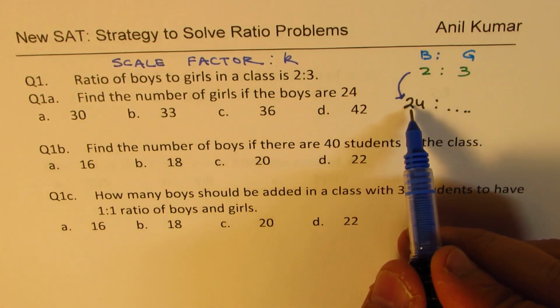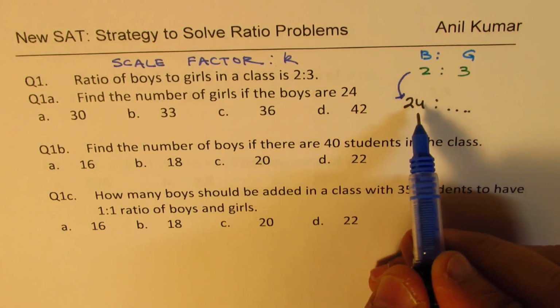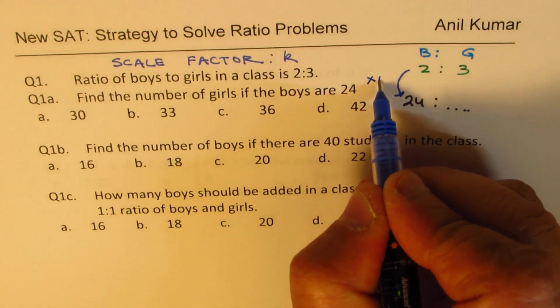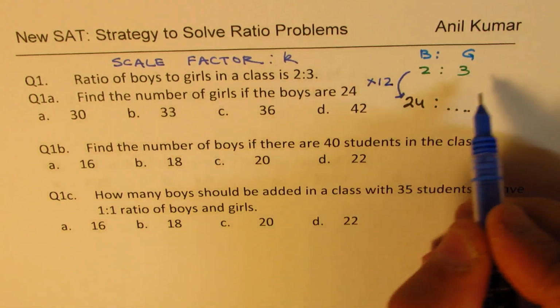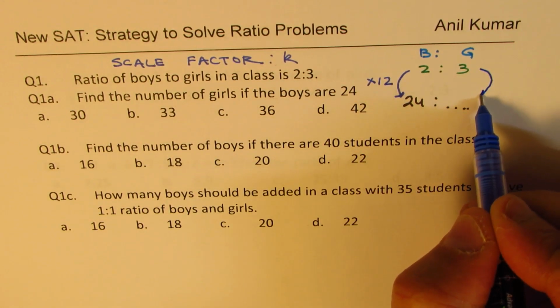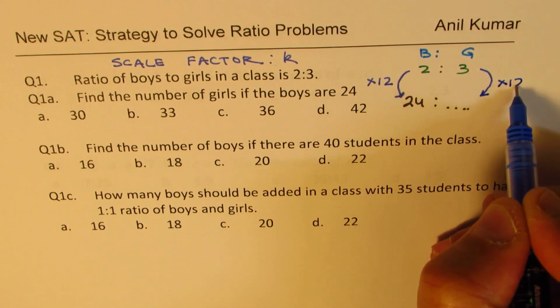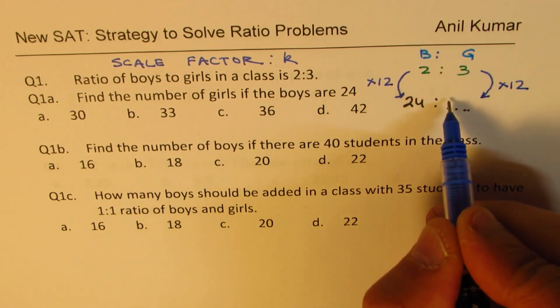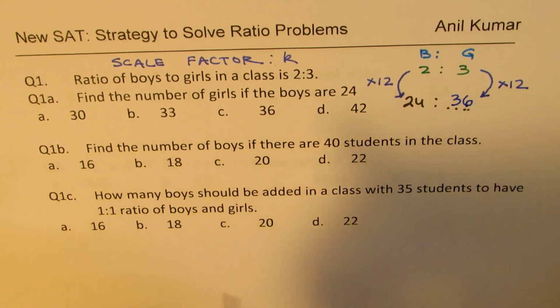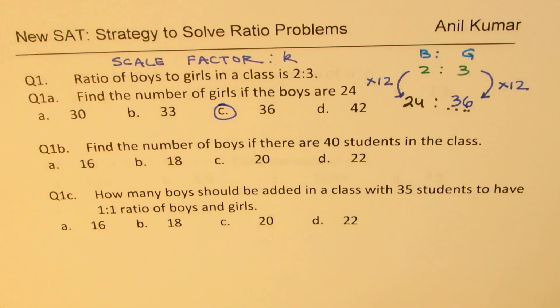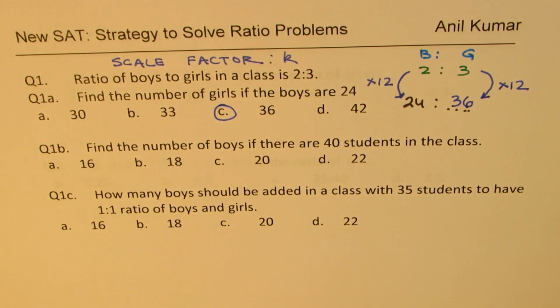So how do you get 24 from 2? You get 24 from 2 if you times it with 12. Do you see that? Since we want to maintain the same ratio, we'll multiply this also by 12 to get our answer. 12 times 3 is 36. So the answer is 36, option C. Is that clear to you? So that is how we are basically going to solve most of our questions based on ratios.